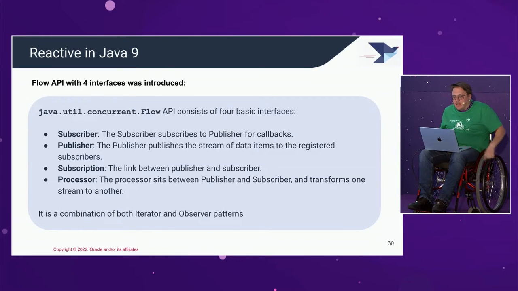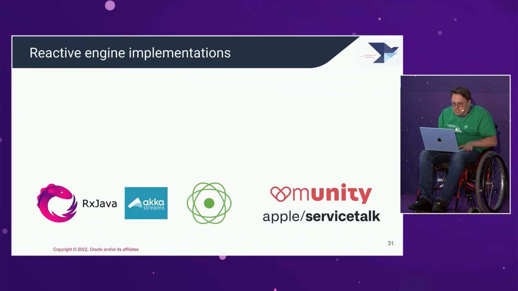And as I started from Java 8, now we have Java 9, which is the next evolution of how this should be implemented. It ended up with the Flow API that came with Java 9, which is just interfaces. These interfaces declare the standard way of working with reactive stuff. Technically, it's a combination of the iterator and observer patterns. You have a subscriber, a publisher, a subscription, and somewhere in the middle a processor.